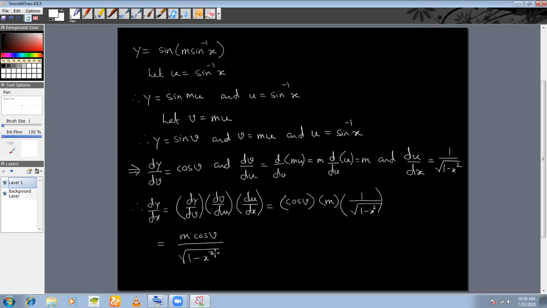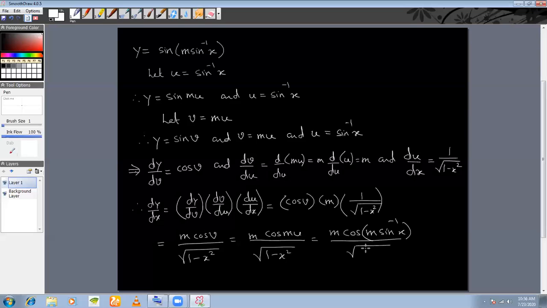Now change everything to x. v is what? mu. So cos mu divided by root 1 minus x squared. And u is what? sine inverse x. So m cos (m sine inverse x), let's put it in brackets, divided by root 1 minus x squared. This is our answer.